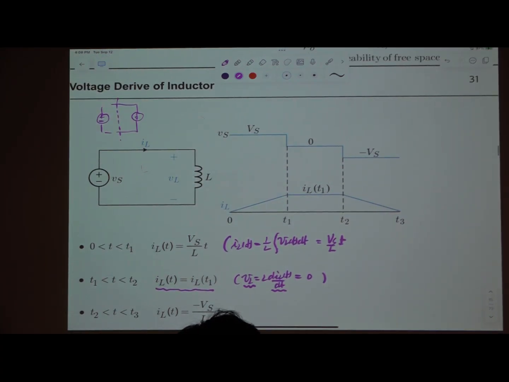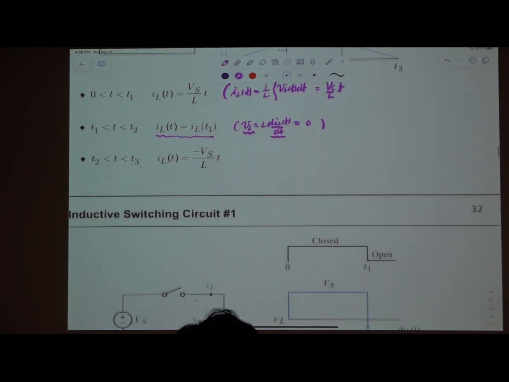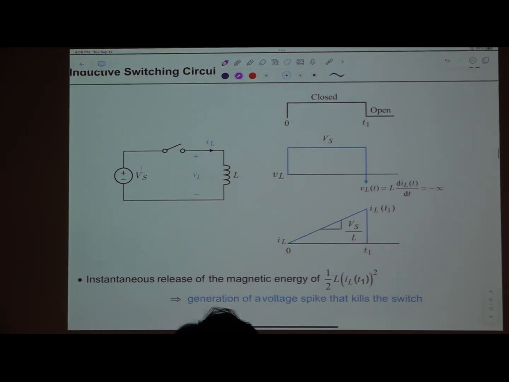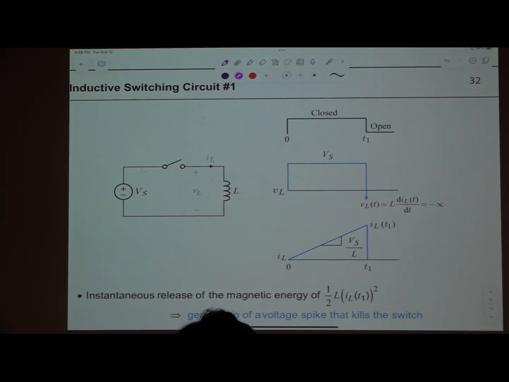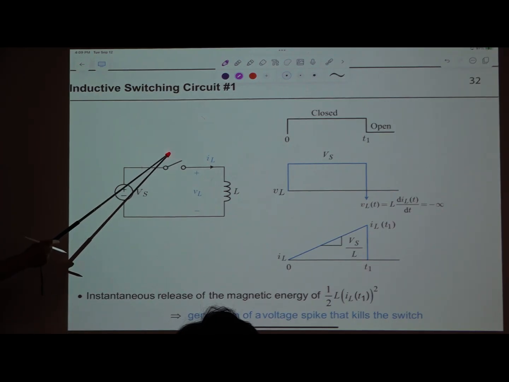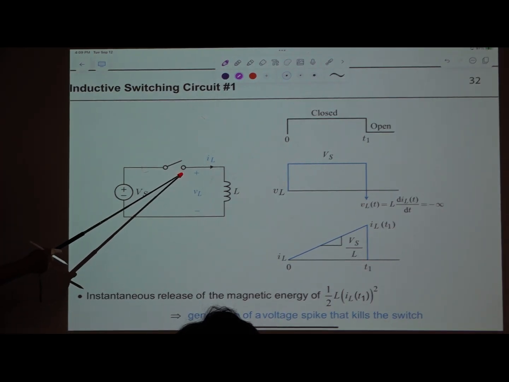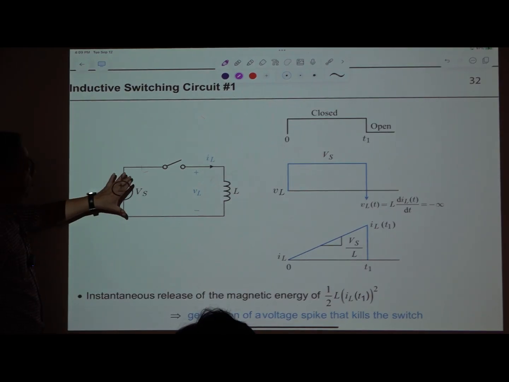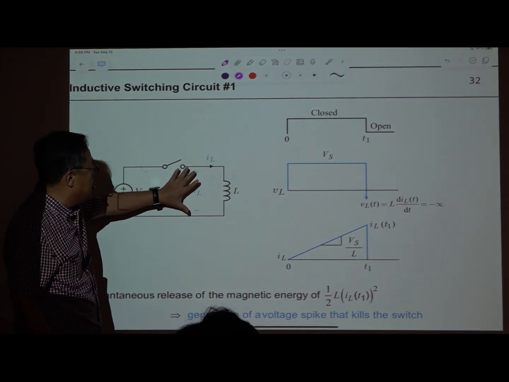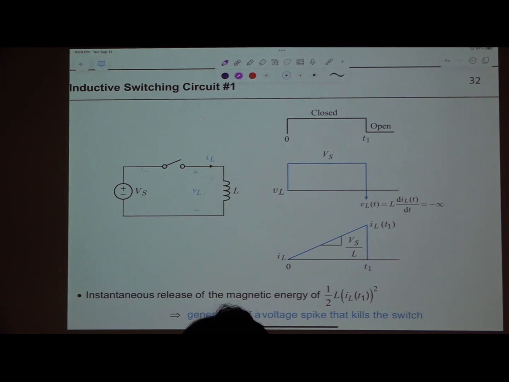Here we assumed a continuous voltage source driving the inductor. Now we introduce the switch here. So this is an inductive switching circuit, with the inductor and Vs. Initially the inductor current was 0, and it connects to this. Then all of a sudden we apply Vs, a constant voltage across the inductor.